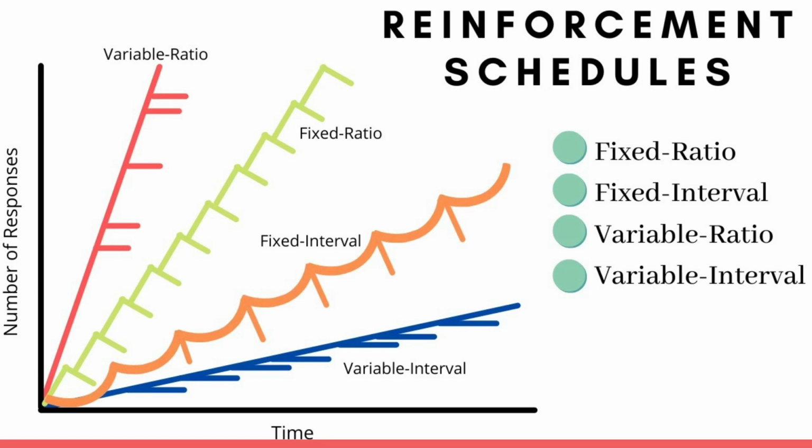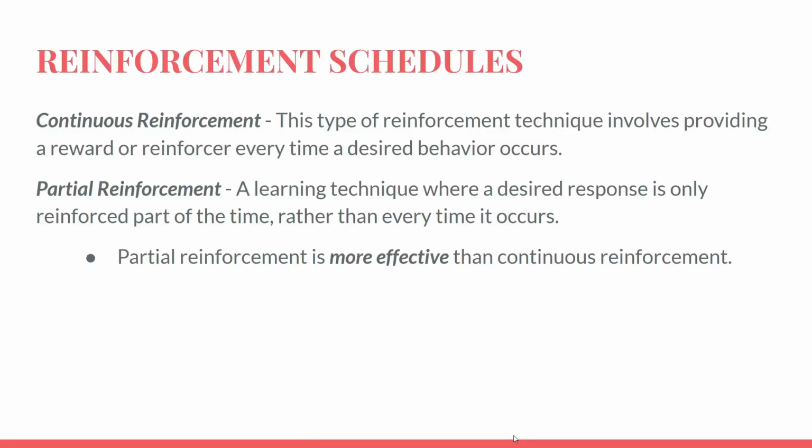Next, I am going to talk about the two different types of reinforcement schedules. First, there is continuous reinforcement. This type of reinforcement technique involves providing a reward or reinforcer every time a desired behavior occurs. On the other hand, partial reinforcement is a learning technique where a desired response is only reinforced part of the time rather than every time it occurs. Out of the two, partial reinforcement is more effective than continuous reinforcement. This is because research has shown that continuous reinforcement results in subjects responding slower to rewards compared to when partial reinforcement schedules are used. Continuous reinforcement also has a high rate of extinction.